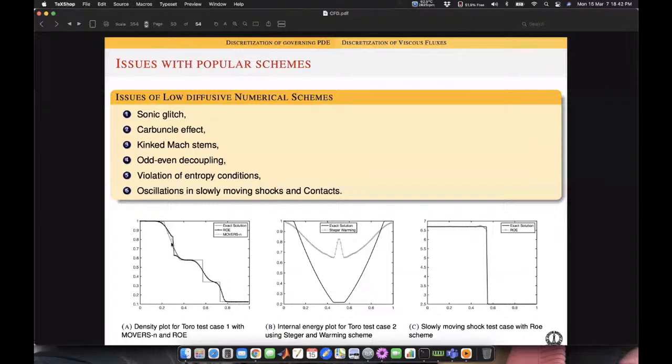And there's a second scheme. If you use the Steger-Warming scheme, the internal energy may be predicted like this. The actual internal energy should be like this, the solid line. But that scheme predicts something like this. So you can see the difference between the internal energy of these schemes.